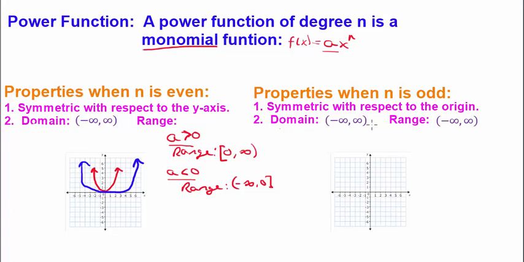All right, properties when n is odd. It's symmetric with respect to the origin, and the domain is all real numbers. The range is also all real numbers. So I'm going to give you a quick graph, and for this graph, a is going to be greater than 0, but basically, again, the larger the n value, the more it flattens out like this. So it's going to come down here, it's going to flatten out around the origin, and then come down there. So it looks like a cubic function, and a cubic function is an example, but as n gets larger, it's going to flatten out here in the middle, which is why I drew it like that. So again, this is just an example, and these are some of the properties that you should know.